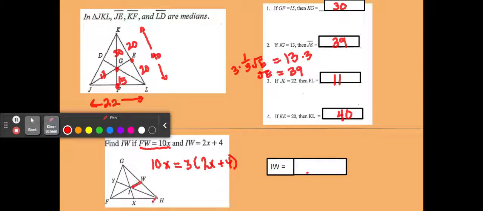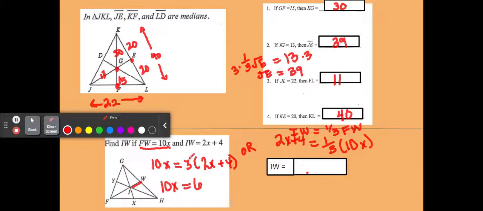Since IW is 1/3 of it, 3 of them together would equal FW, which we said is 10x. So you can do it that way. Or you could say IW is 1/3 of FW, so 2x plus 4 is 1/3 of 10x. Either way, when you solve this, both should give you the same answer.